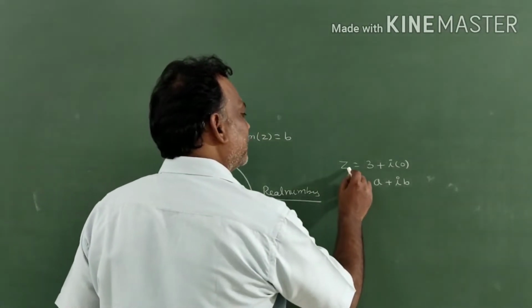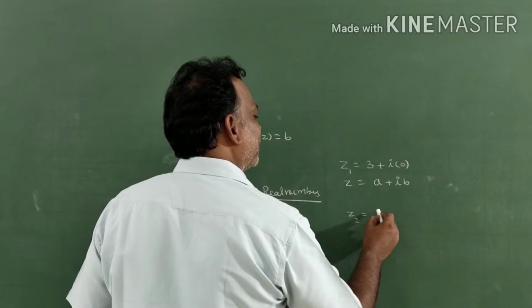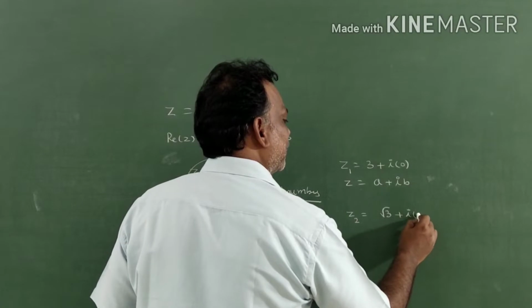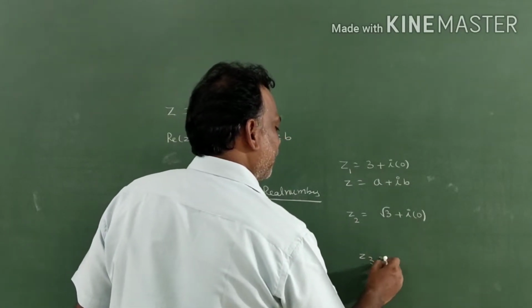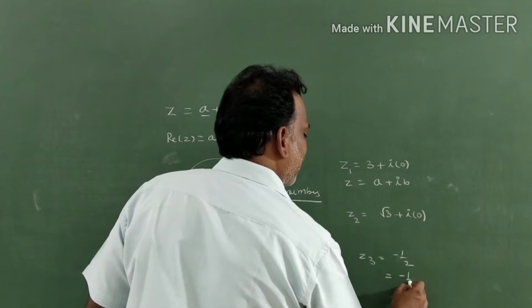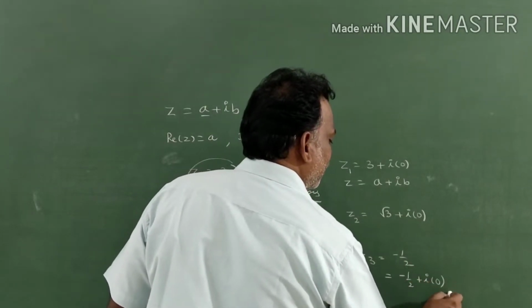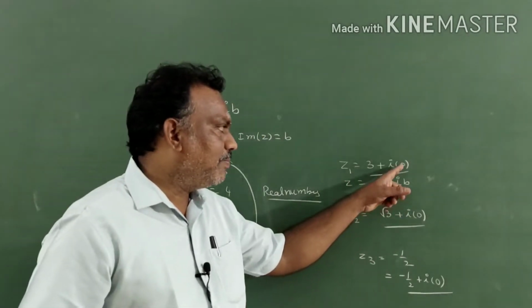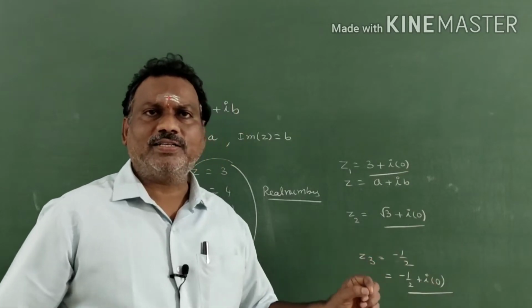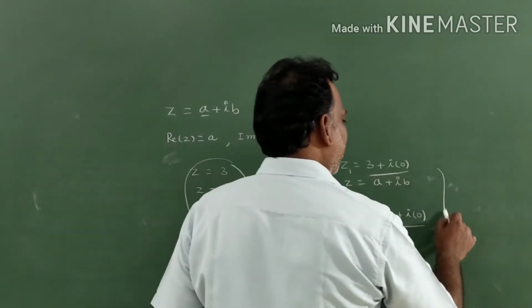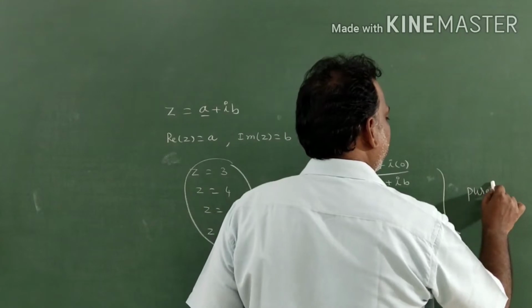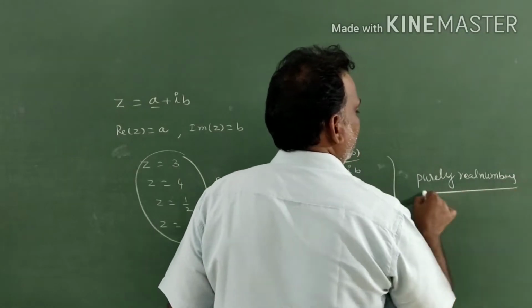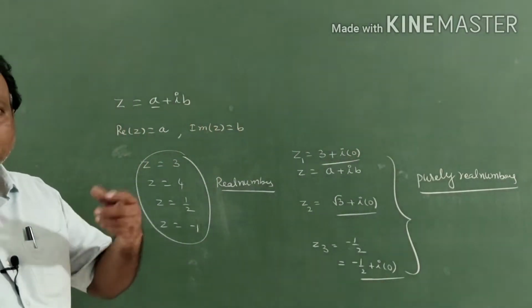What is the general format? a plus ib. Suppose another, Z2, is given as root 3. I can write it as root 3 plus i into 0. If Z3 is minus 1 by 2, I can write minus 1 by 2 plus i into 0. Now these are all complex numbers only, but in these complex numbers the imaginary part is 0. That's why they are called purely real numbers. Is it correct, students?